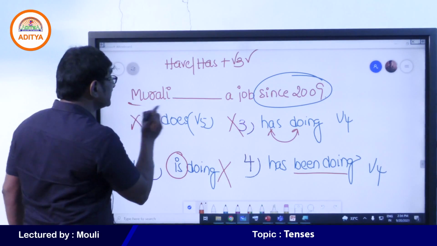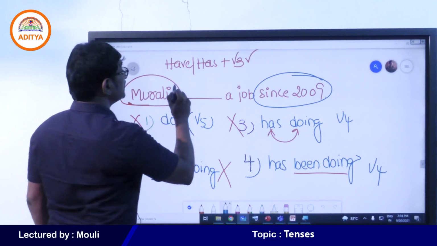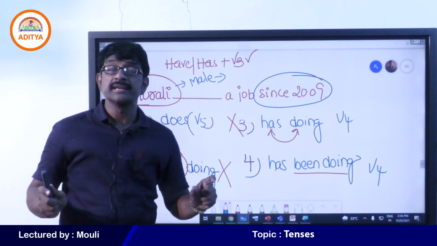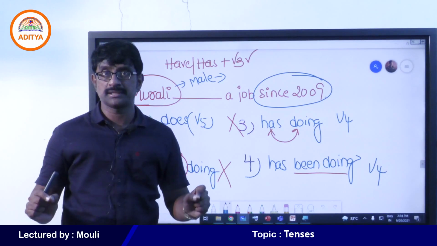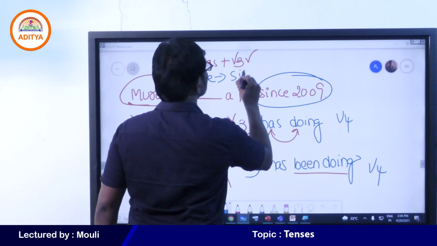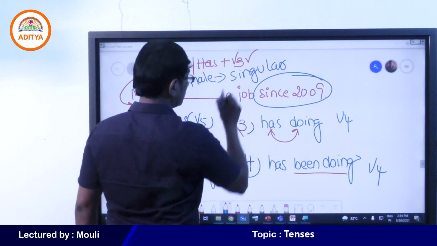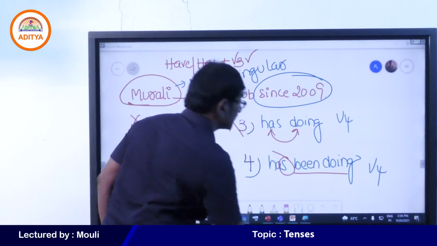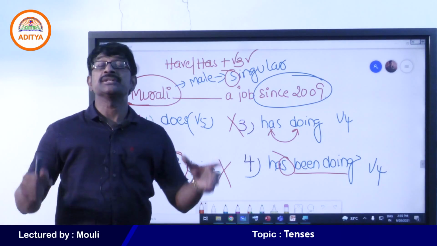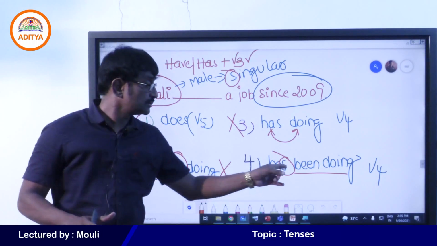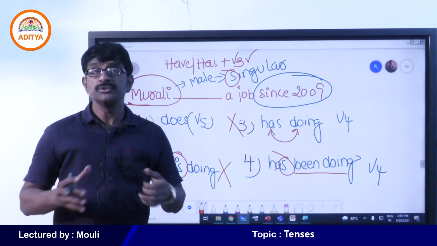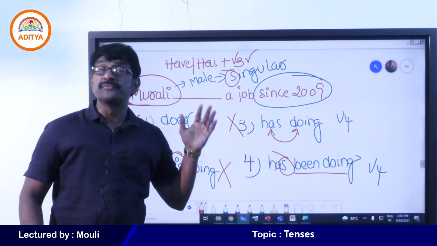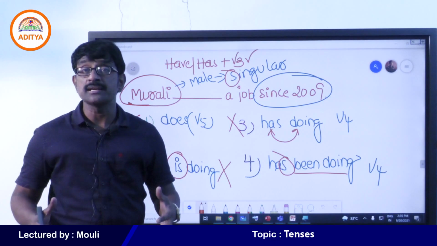Has is there. Murali means who? Murali means male. Definitely a person's name will be singular. We know that. So Murali is a male and singular. Singular means the first letter is yes. So the last letter here also yes. So there it matches. Has been doing a job.